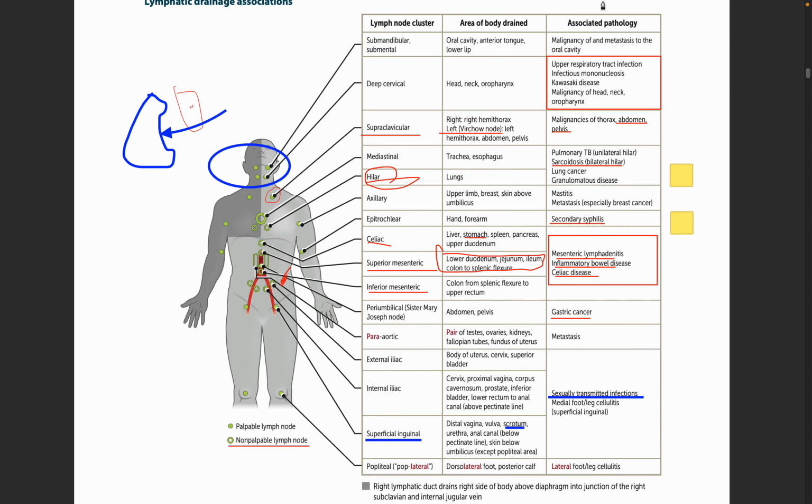Do you know what cellulitis is? It is a widespread infection of the skin, of the connective tissues. The cellulitis on the medial side of the foot or leg is drained by the superficial inguinal nodes, but cellulitis on the lateral side of the leg or foot is drained by the popliteal nodes.